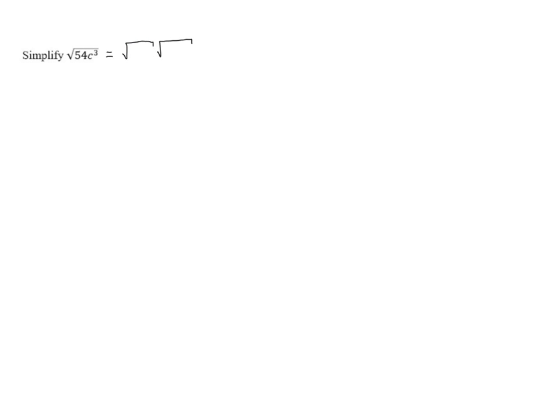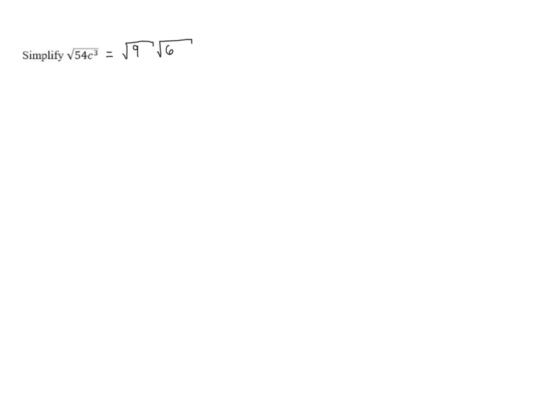So if we look at 54 and we try and see if there is a perfect square it's divisible by, we know 54 is a multiple of 9. In fact, it's 9 times 6. So we can write that as root 9 and then root 6.